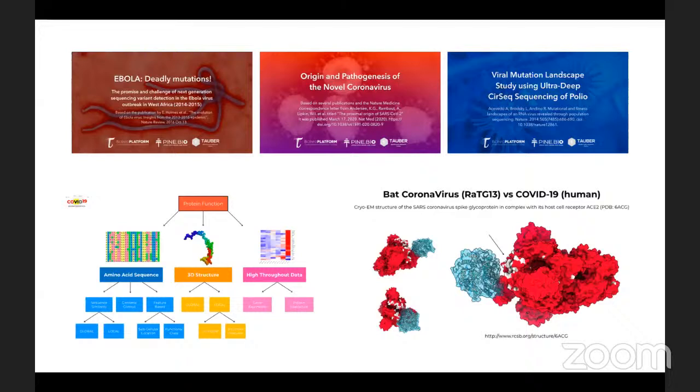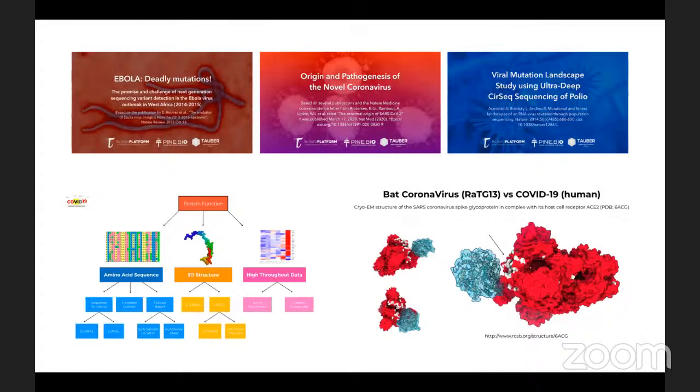These include mutation profiling of the Ebola virus outbreak, the origin and pathogenesis of the novel coronavirus, as well as novel techniques on low-frequency mutation studies, including CirSeq in poliovirus. As you see, we will be using amino acid and three-dimensional structure and NGS data to understand the research question that has been posed.